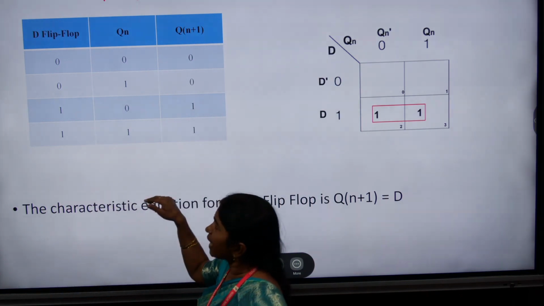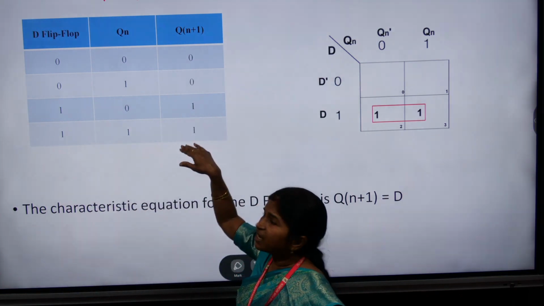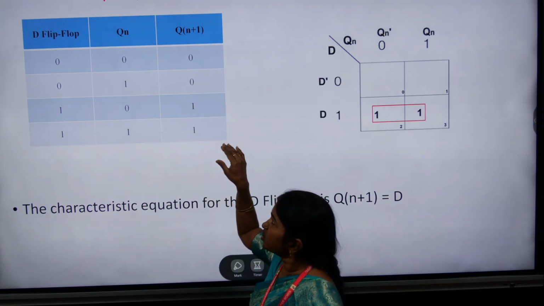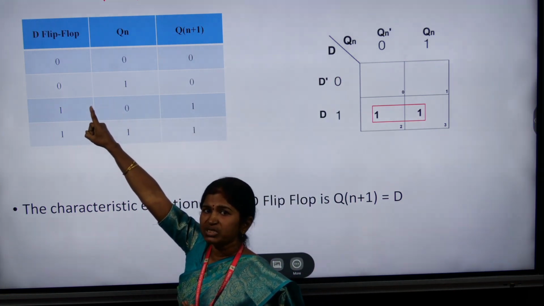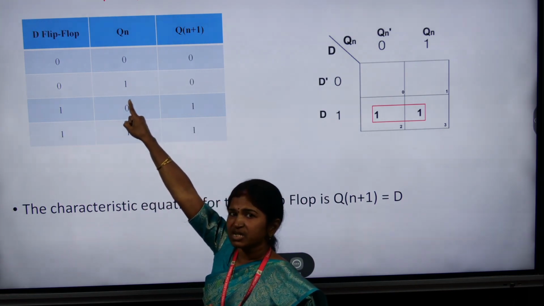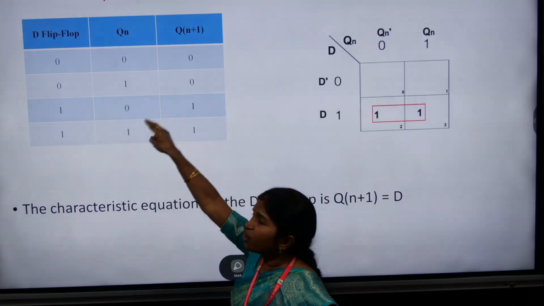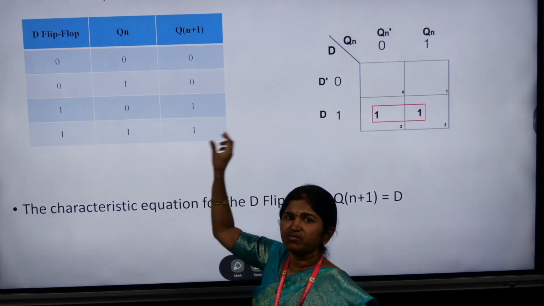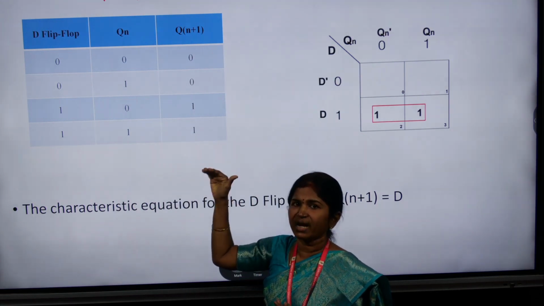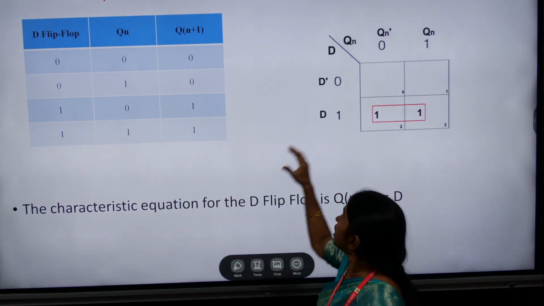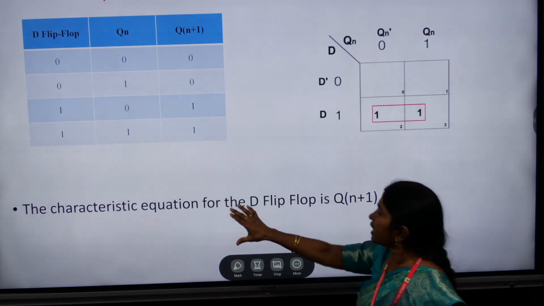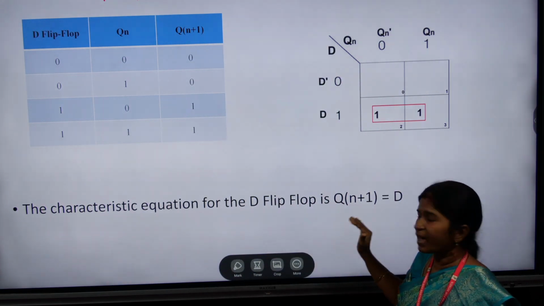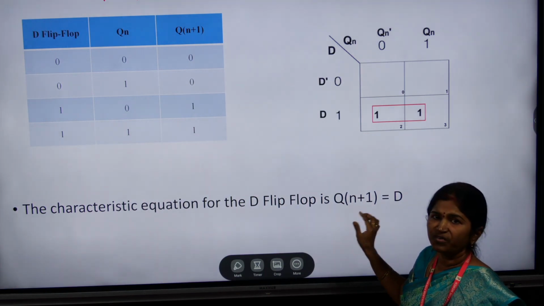So now I will design the characteristic table by considering the present state and the next state conditions. So here how many inputs are there? For the D flip-flop only one input is there, and here the present state is the other input. Here only two inputs are there. So for the two inputs we will write the K-map for getting the characteristic equation for the next state. So here, by mapping the two inputs D and Qn, I am writing the characteristic equation for the D flip-flop as Q of n plus 1 is equal to D.